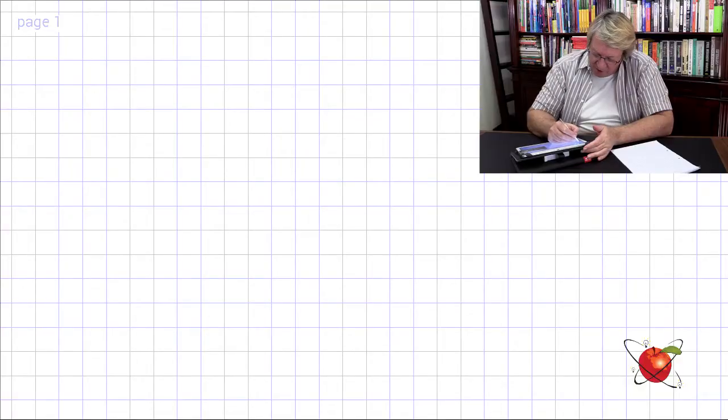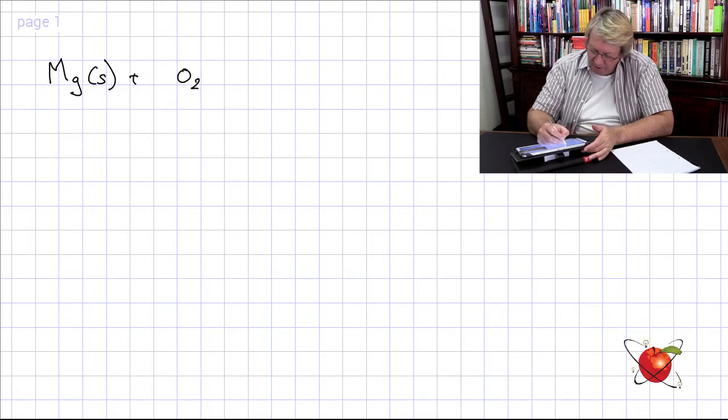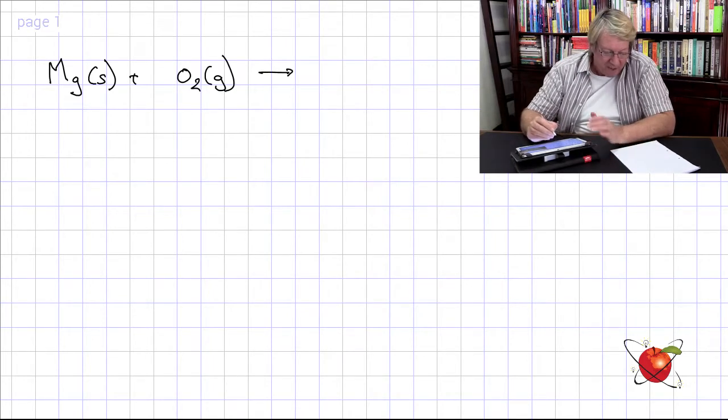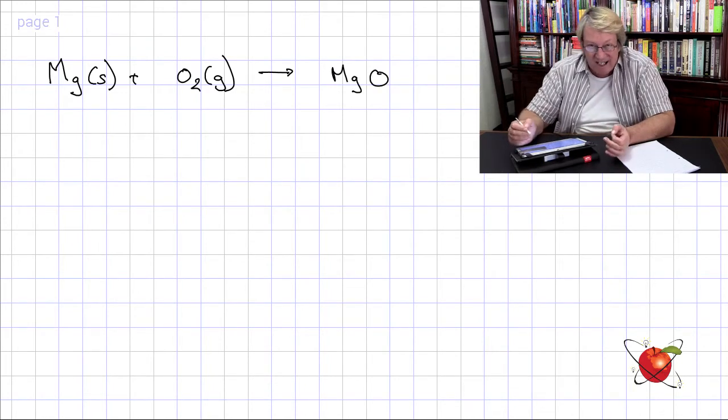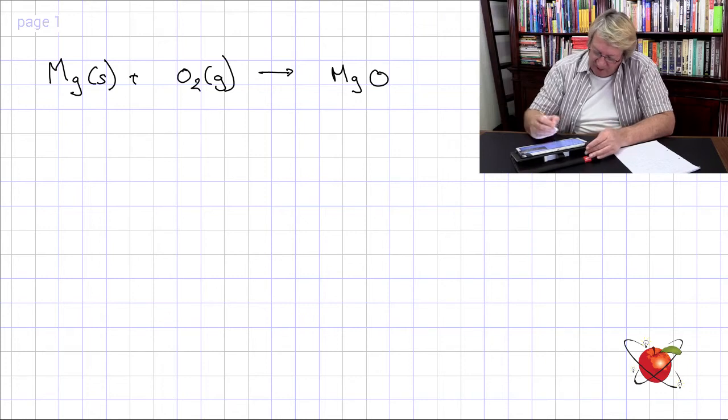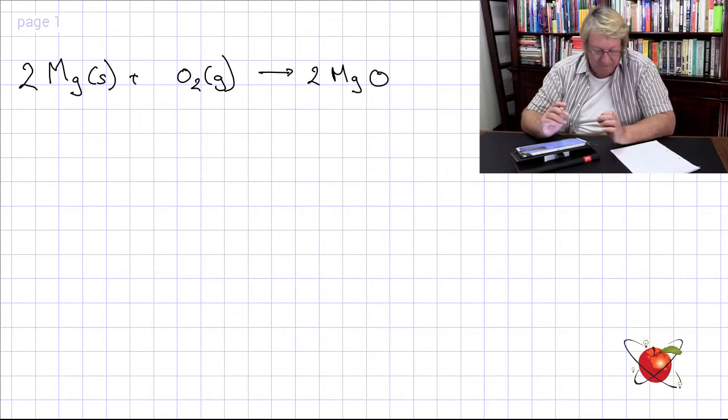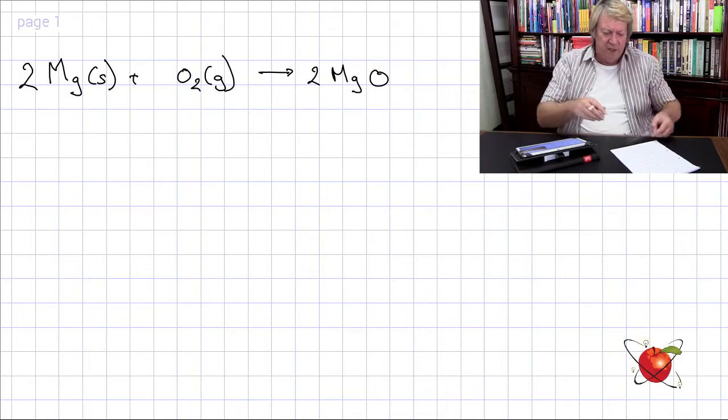So let's have a look at a very simple reaction, shall we? Let's look at magnesium burning in oxygen. What do we have here? We have magnesium solid plus O2 gas, and we're going to burn it in air, and we know that this forms magnesium oxide, MgO. Let's balance this. We've got to have a 2 there, and a 2 there.